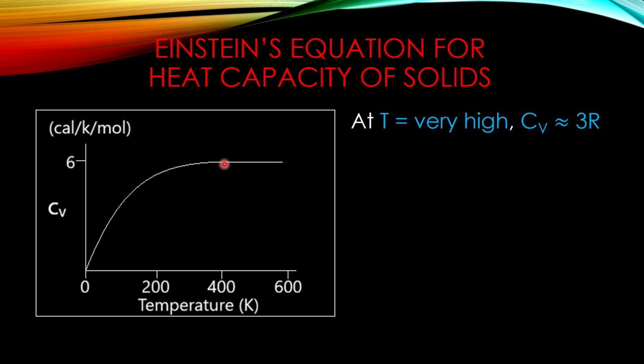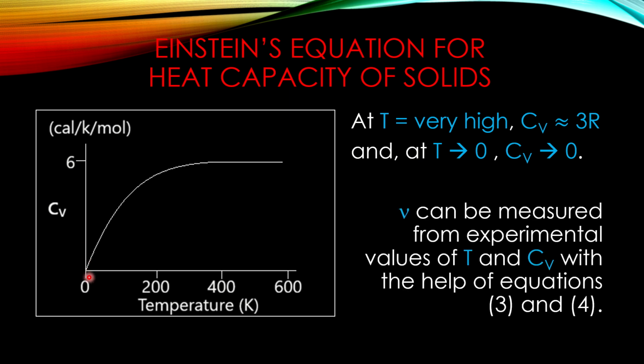And at this point T should be very high, that means more than 300 Kelvin. And in that case, Cv is almost equal to 5.9, that is thrice R. Okay. And if you move on to T tends to 0, in that case Cv also tends to be 0. And here, nu can be measured from the experimental values of T and Cv with the help of, as I have already said, equation number 3 and 4.